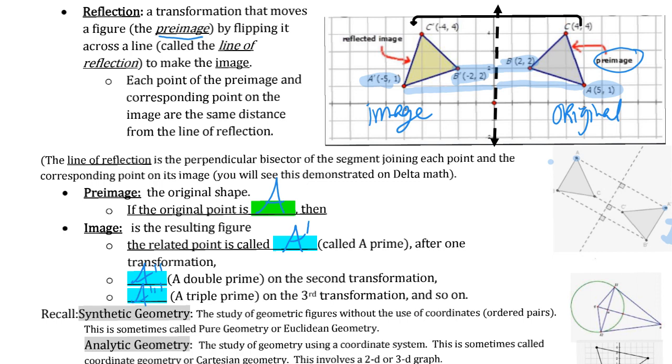Okay, and you don't put A to the third. It's not A to the third power. That's just not it. It's those little hatch marks denoting how many transformations you've done to this graph.